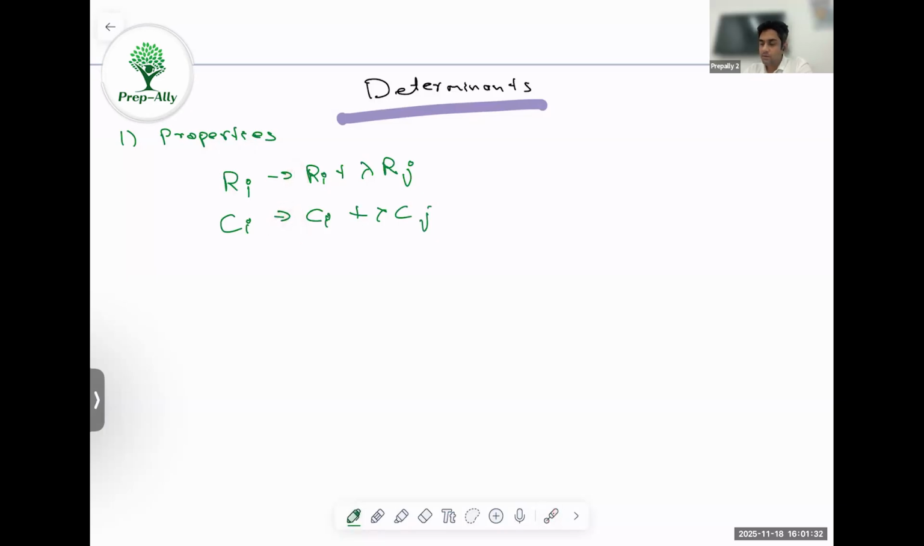I'll take an example maybe to explain it to you. If I have a, b, c, a square, b square, c square, and 1, 1, 1. Let's say this is the determinant. I'm not writing matrix. Let me convert it to a determinant.